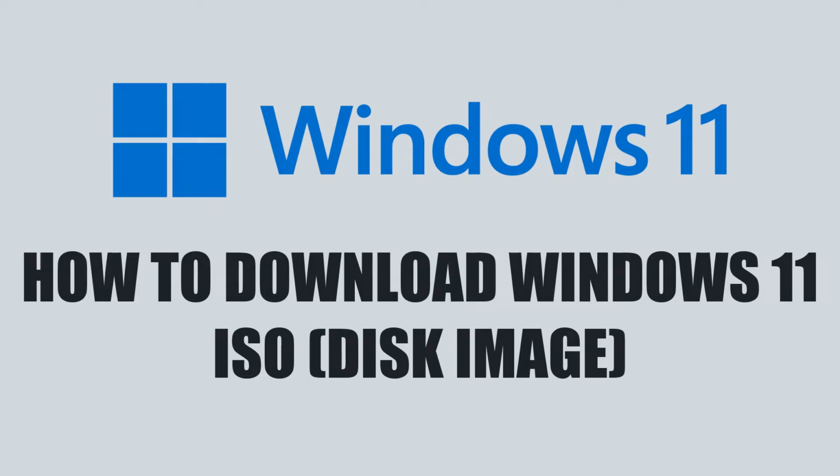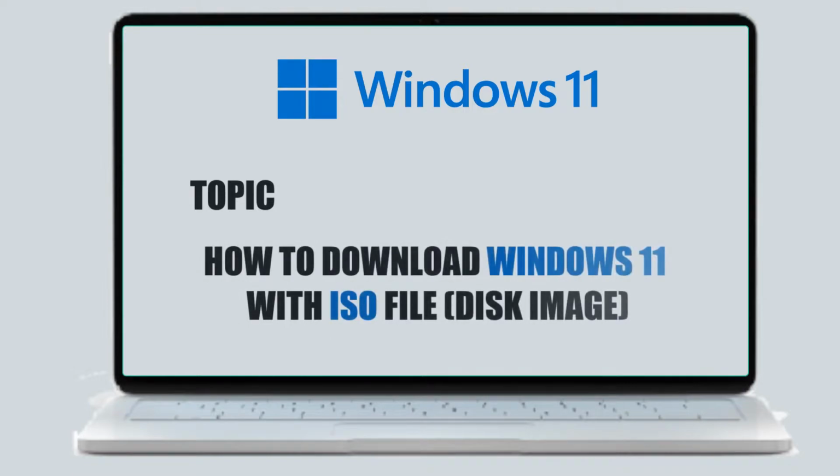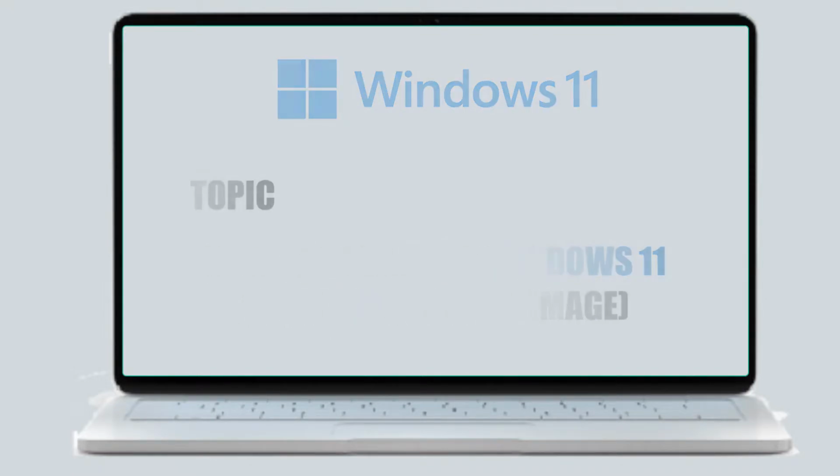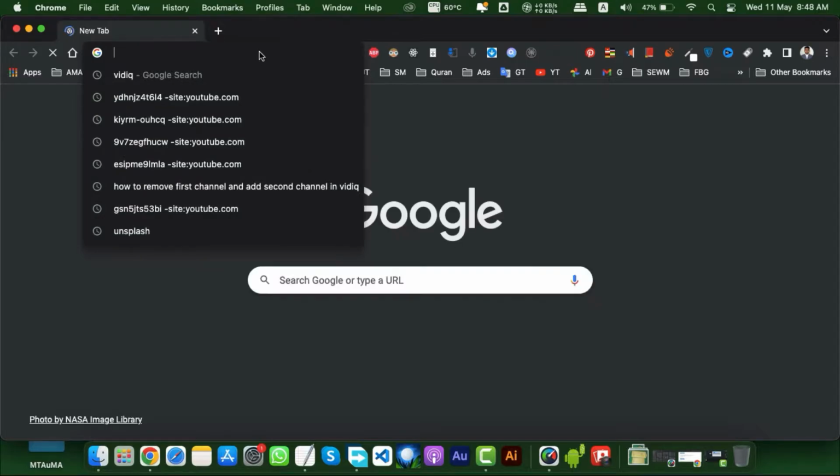Today we will discuss how you can download Windows 11. In this video I will tell you how you can download the Windows 11 ISO file, disk image, and make it bootable in USB. So first of all, you have to open your Google Chrome browser and type google.com.